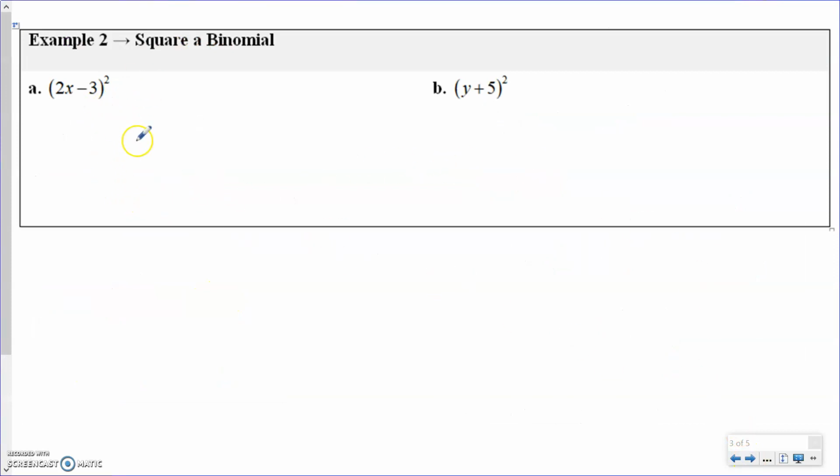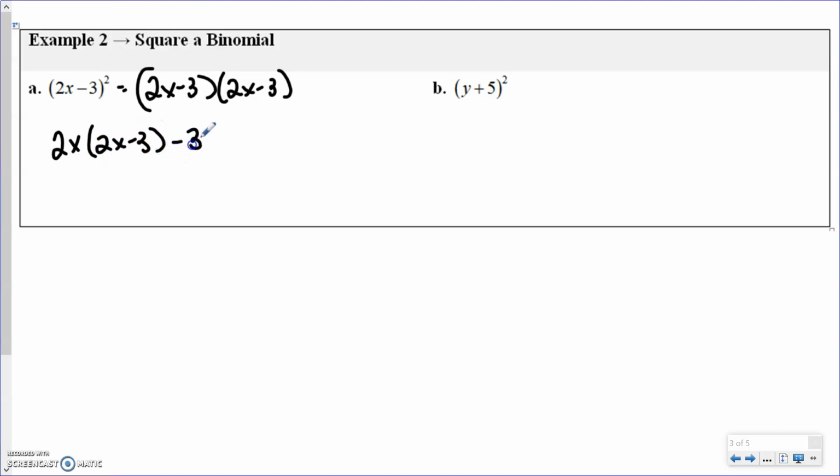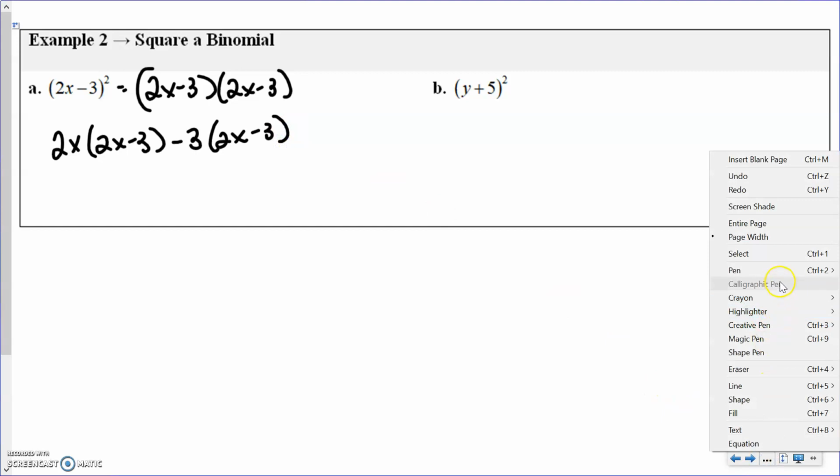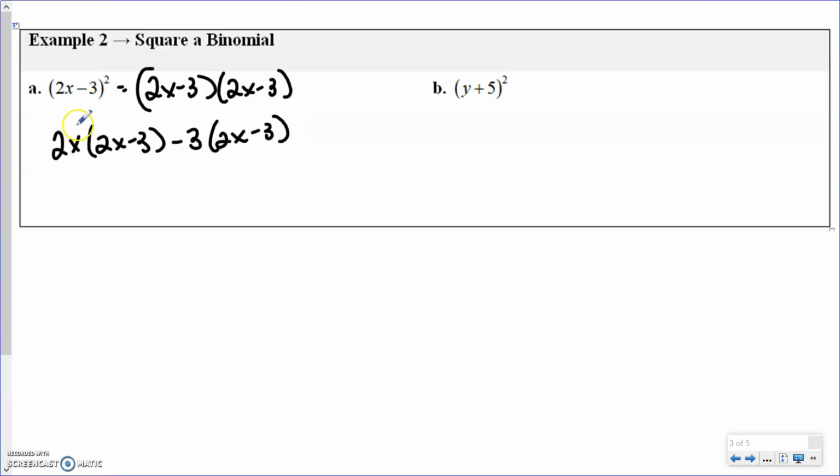We're going to go ahead and do special cases. If you see this twice squared, that means you're writing it twice. So 2x minus 3 times 2x minus 3. So I'm going to go ahead and write this out using the distributive property. And we're going to multiply.